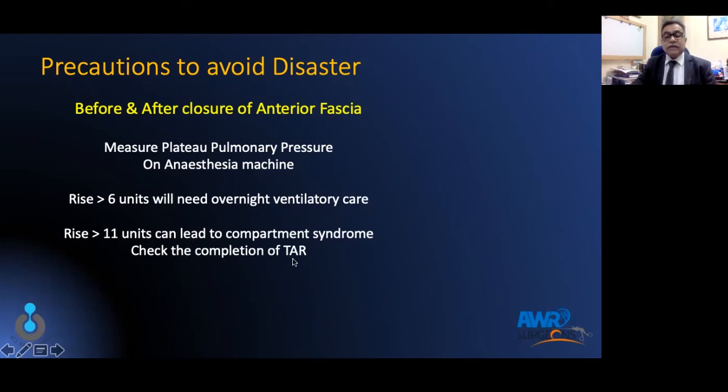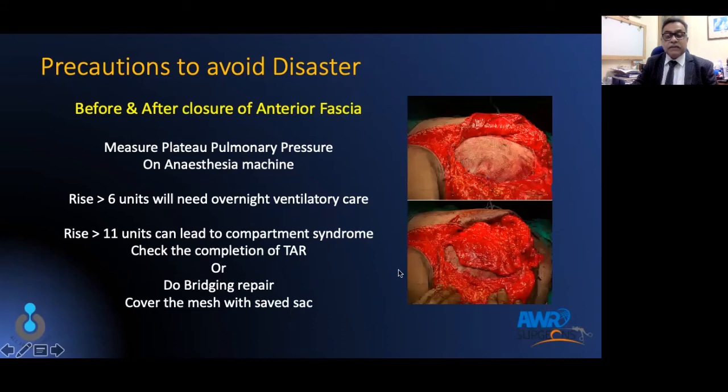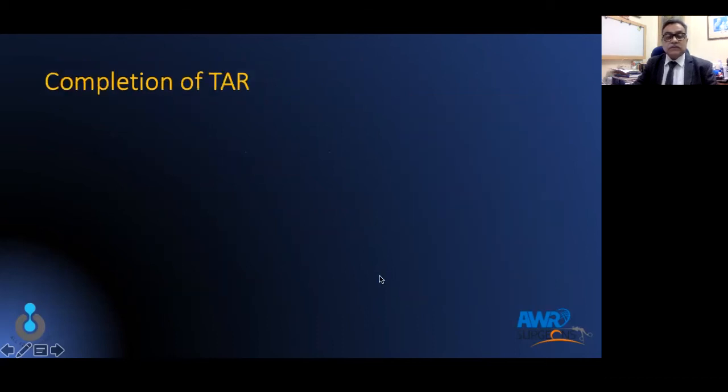And what you do then is you will probably untie those sutures and check for completion of TAR. Many times you will realize that something more can be released by doing a completion of TAR. And if that is not so, a bridging repair is definitely an option. Here in this patient who had a very large loss of domain with a very big defect, we could not close it by all the means. And then what we did is we just sutured the edge of the mesh to the defect, and then we covered it with a thick sac which was sealed. So that's how this surgery is done.